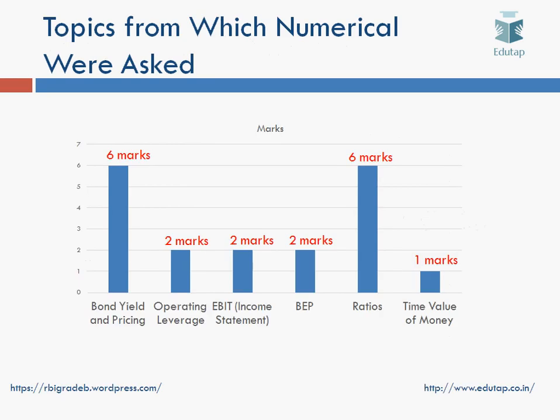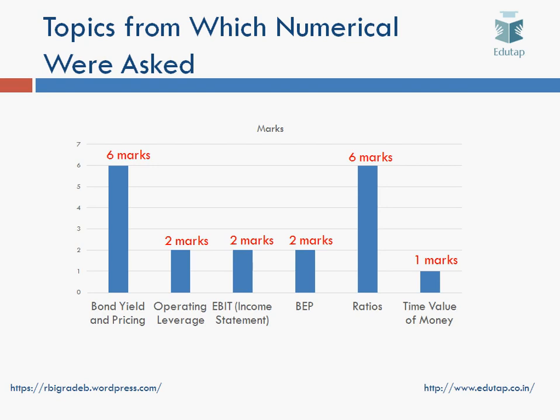Now, what were the topics from which numerical were asked? This is a very important slide. This will give you an idea of what is being asked in the RBI Grade B exam with respect to numerical. So you can see here from bond yield and pricing, 6 marks worth of numerical were asked. There were 3 questions of 2 marks each. And then from operating leverage, there was 1 numerical of 2 marks.